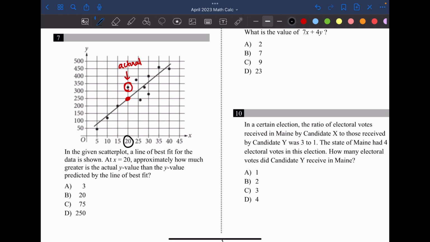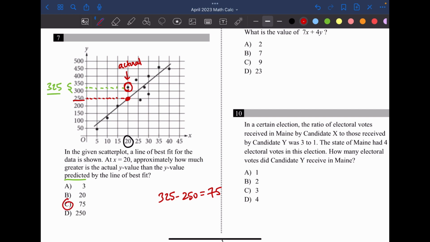The actual value, let's trace it. It would have happened between 350 and 300. So that's approximately 325. Once again, I'm just taking a number in the middle. It's an approximate prediction, so it doesn't have to be exact. That's why you might notice that all these answers are very far apart, because the prediction can vary by tiny bits, but in general, it should be accurate. So right now, the actual value is at 325. And if you trace the predicted value by the line of best fit, kind of this way, it would be at 250. So what is 325 minus 250? That's approximately 75. So C is the right answer.